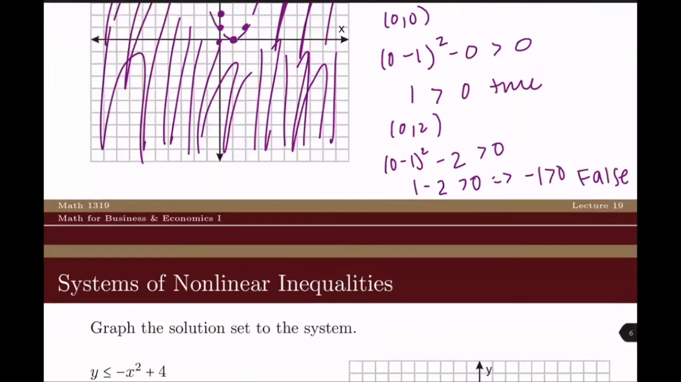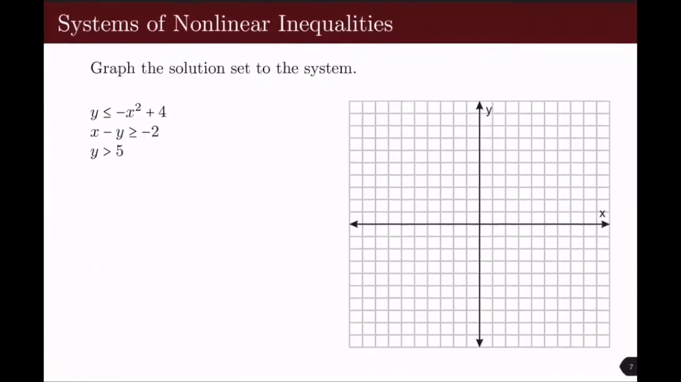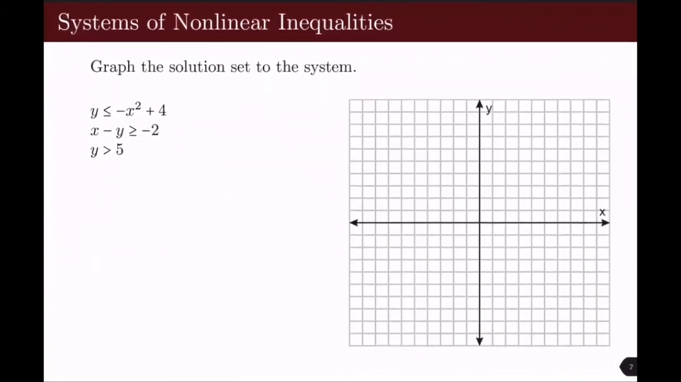All right, let's keep moving on. So now we have a system of nonlinear inequalities, and we want to graph all 3 of them and find the solution that makes all 3 of these true at the same time. Wild, right? So what we're going to do first is label them. We'll call the first one inequality A, and we'll have y ≤ −x squared + 4.